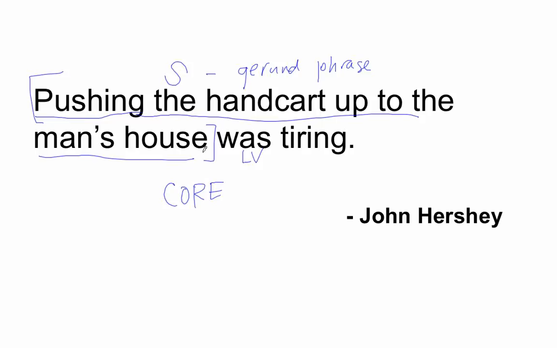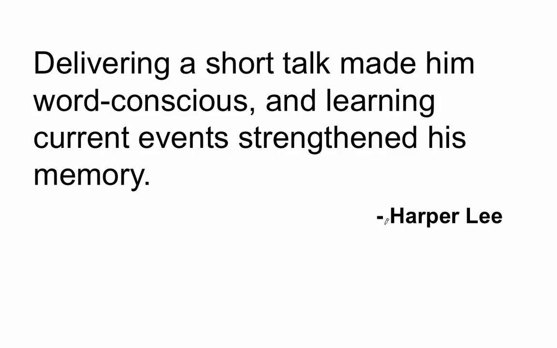Let's take a look at another example by Harper Lee from To Kill a Mockingbird. And her sentence goes, delivering a short talk made him word conscious, and learning current events strengthened his memory. Now, this sentence is what's called a compound sentence, and we'll discuss compound sentences in another video. But basically, it's two sentences combined as one with a coordinating conjunction and. So, in effect, we have two separate sentences. So let's take a look at the first one.